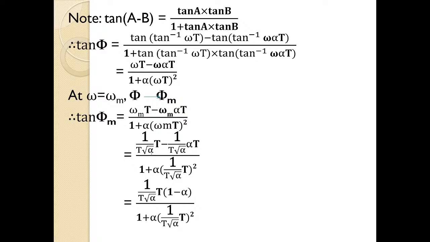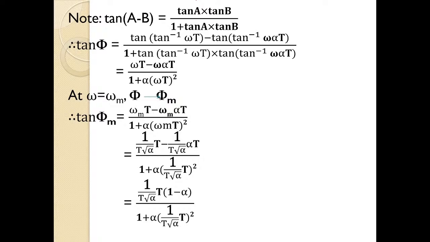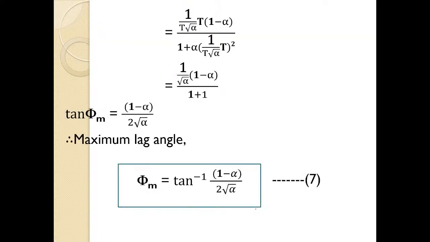So we get (1 by t root alpha into t minus 1 by t root alpha into alpha t) by (1 plus alpha into (1 by t root alpha into t) whole square). Just simplify it. You will get (1 by root alpha) into (1 minus alpha) by (1 plus alpha into (1 by root alpha) whole square). Simple mathematical simplification, nothing technical here. If you know this formula, you can easily simplify all these terms. So now tan phi m. Tan phi m is equal to what?